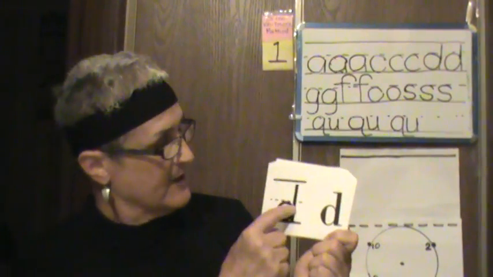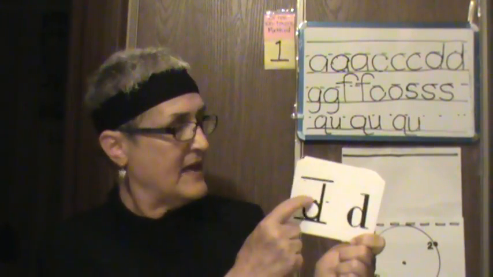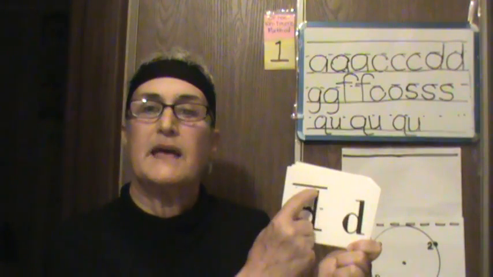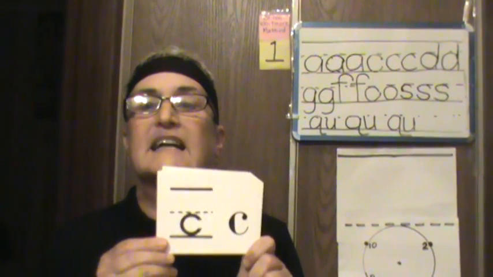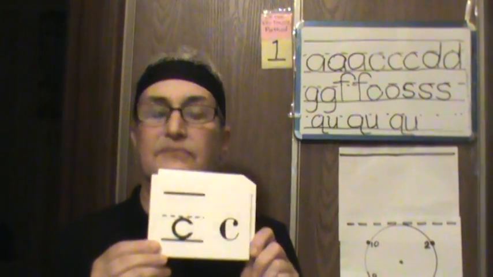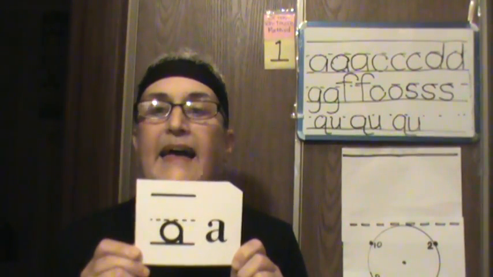When we make the letter D, we make the round part first and then go up and down. K, A, A.